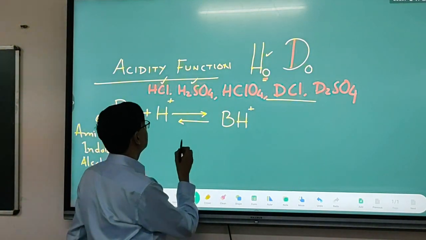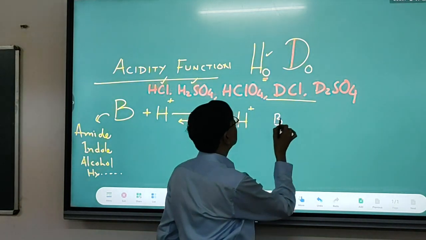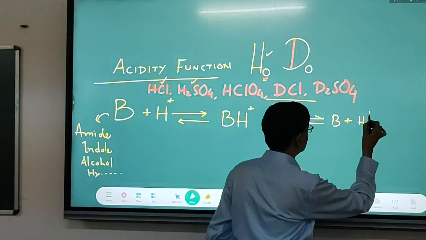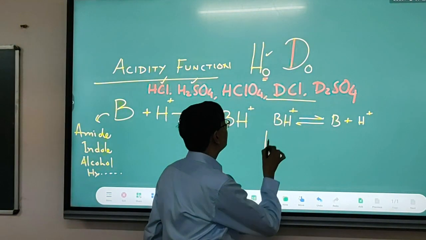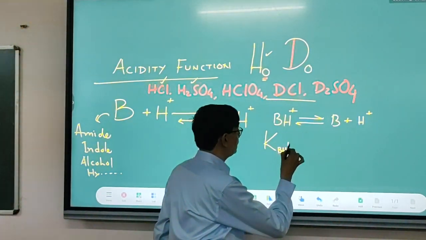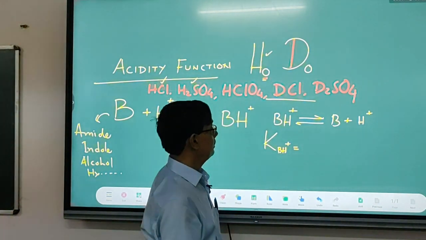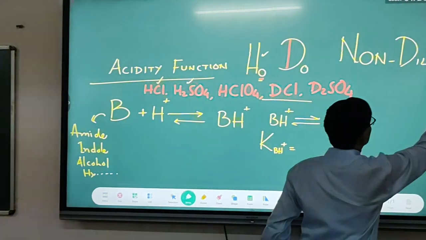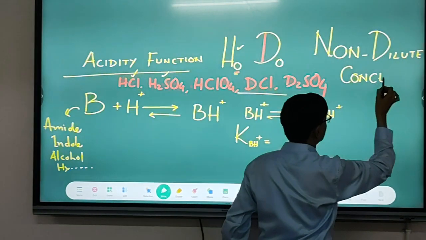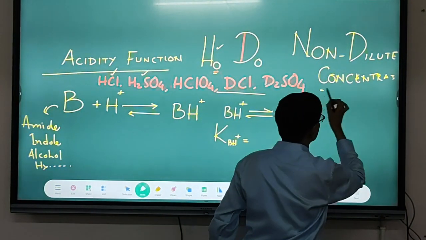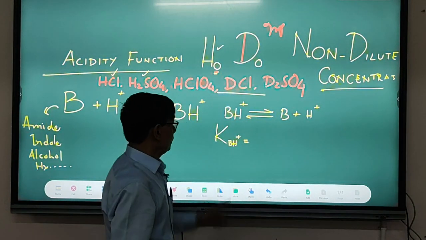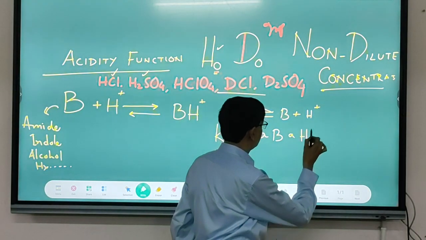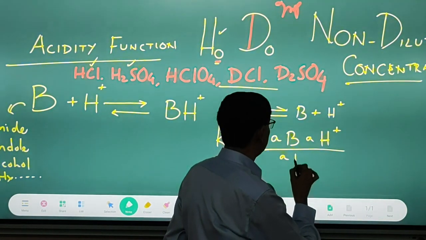So very simple derivation. Here I can write like that, B plus H plus gives BH plus. Very simple. So K, the equilibrium constant, or sometimes called the protonation constant, is equal to, bear in mind it is a non-dilute or concentrated solution, that is the most important point, the activity of B, activity of H plus, and activity of BH plus.